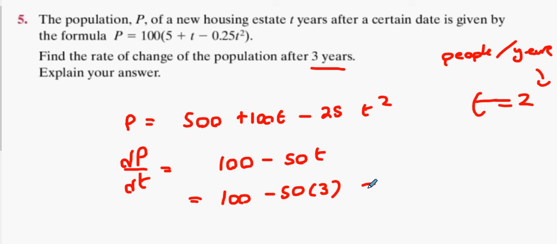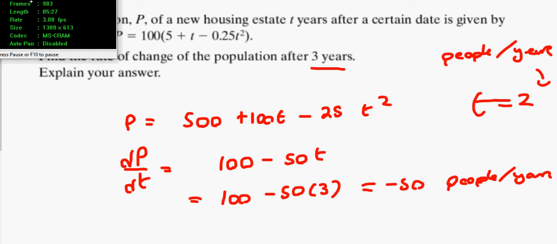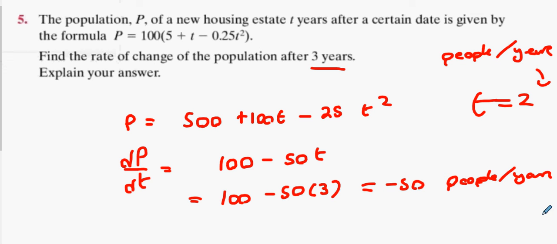What is it? Minus 50 people per year. So that estate is losing 50 people per year. So this is decreasing at a rate of 50 people per year.